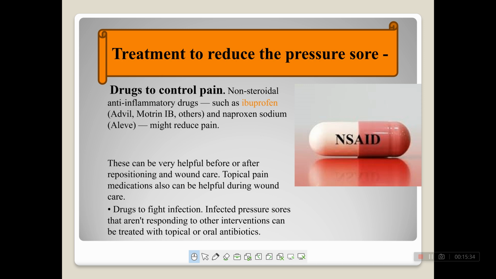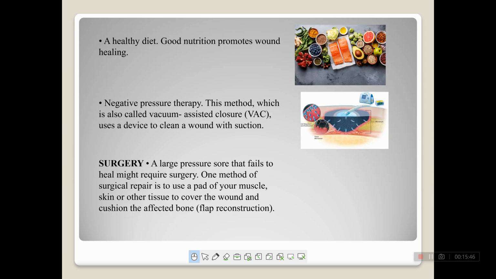Infected pressure sores that are not responding to other interventions can be treated with topical or oral antibiotics. And next, a healthy diet is also a very good factor. Good nutrition promotes wound healing quickly.